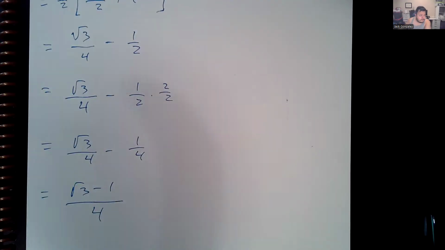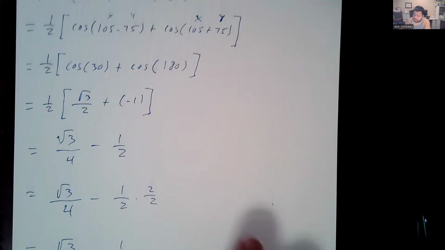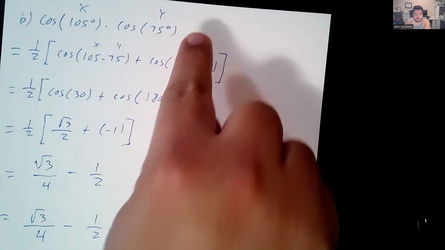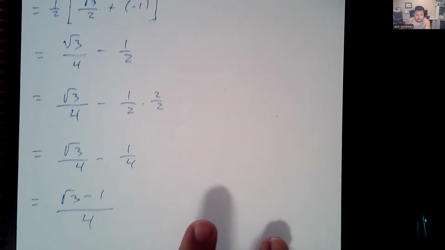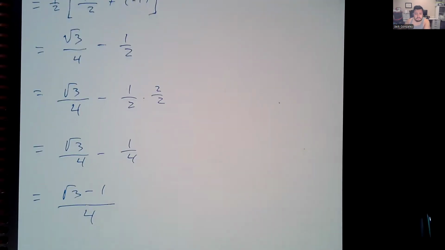There we go. So that's number one. So you start with the product, change it to a sum, and then write your exact answer. This would be exact. And let's move on to the next one.